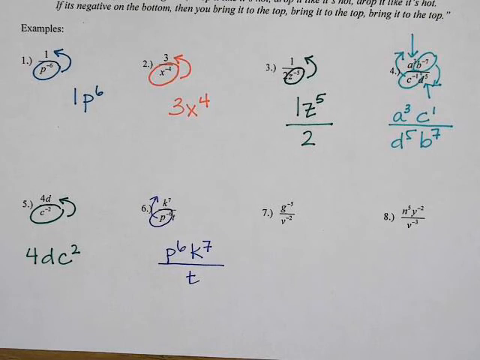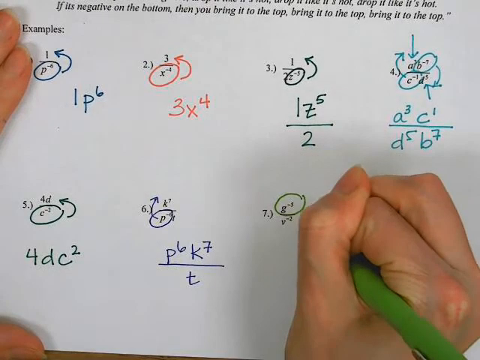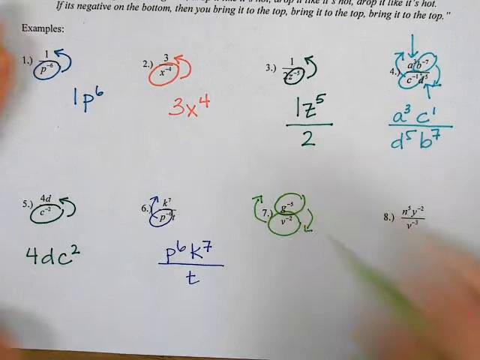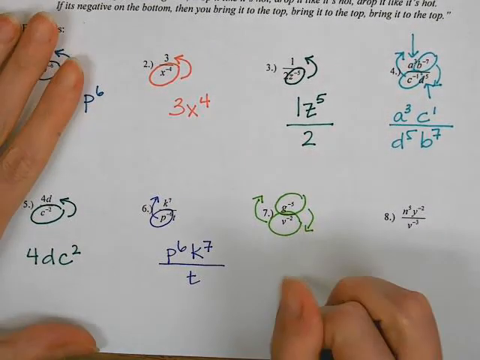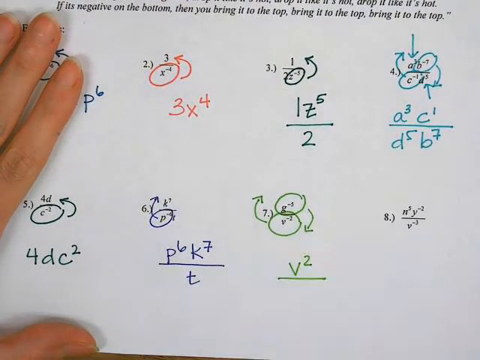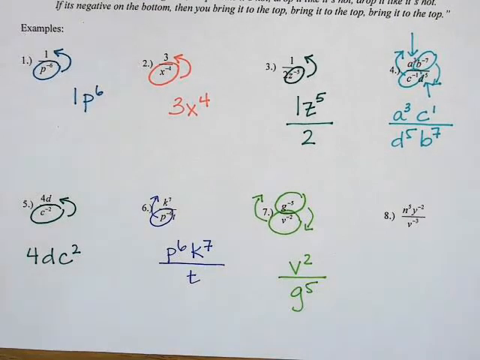All right, moving along. Number 7. Now this one, they're both negative. If your exponent's negative, drop it like it's hot. If it's negative on the bottom, then you bring it to the top. So we're going to have a total swap here. The v^2 is going to come up to the top, and the g^5 is going to drop to the bottom. And then don't forget they become positive when you move them.